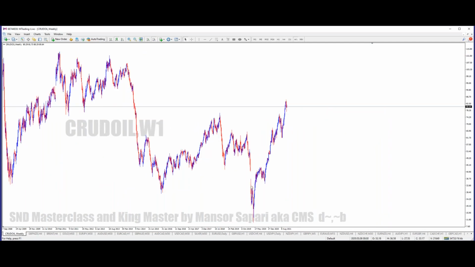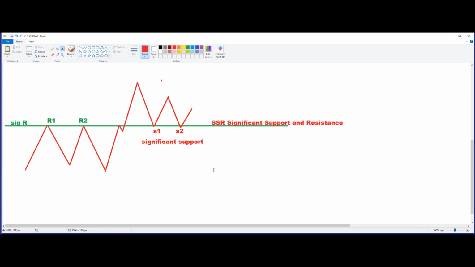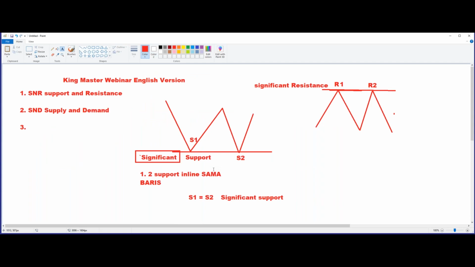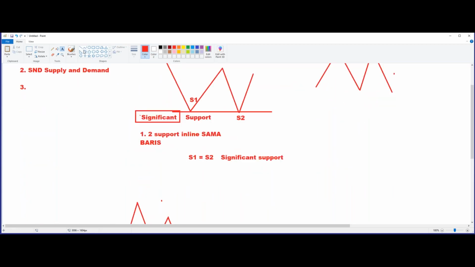Okay, now we go back to the pin. We have learned about SSR, significant support and significant resistance. Now we will learn a little bit about supply and demand, because we need to find a place where, for example, something breaks this significant support. There must be a supply zone over here. This is your supply zone, so we need to learn about supply and demand. Okay, so far so good.